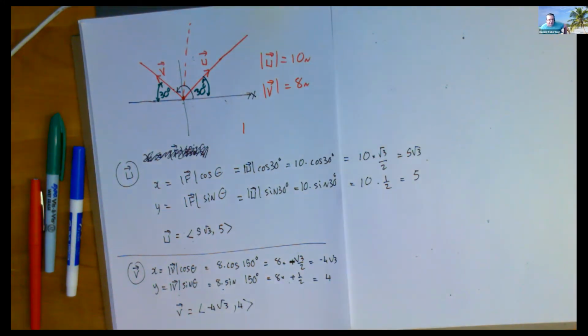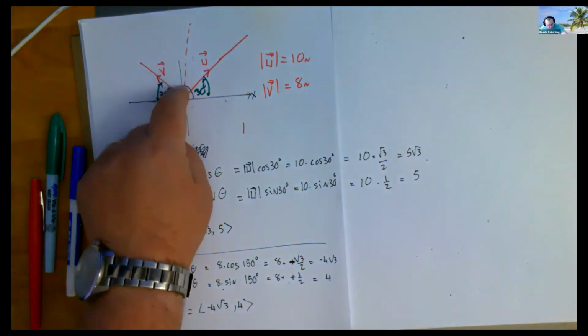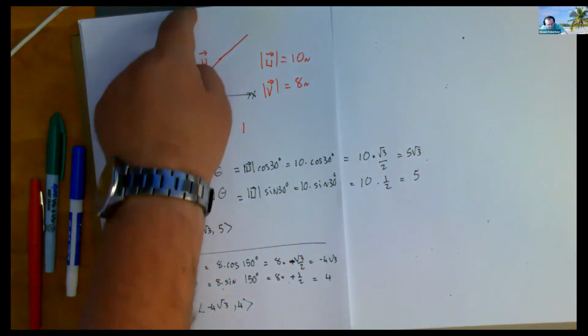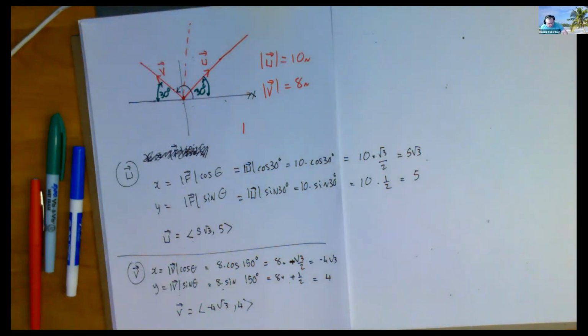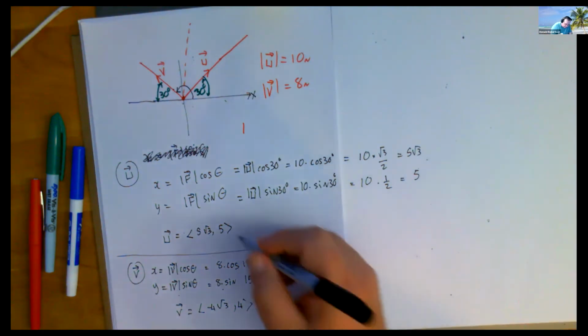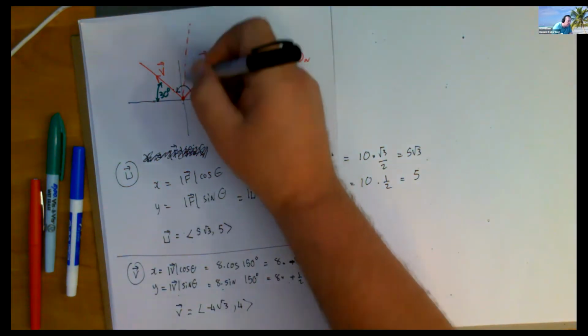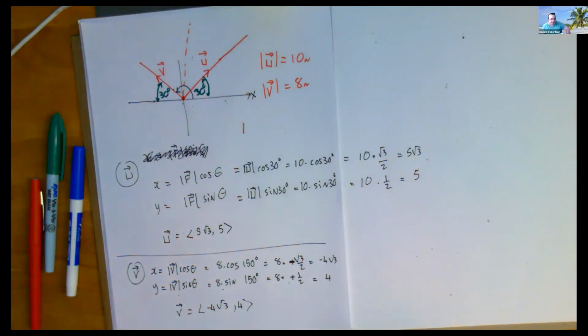So the first stage in this process of trying to calculate the resultant force, which is this fella here, is that you have to find out what the vectors u and v are in their component form. Now what do I do with these two vectors to find this dotted line vector, the resultant force?